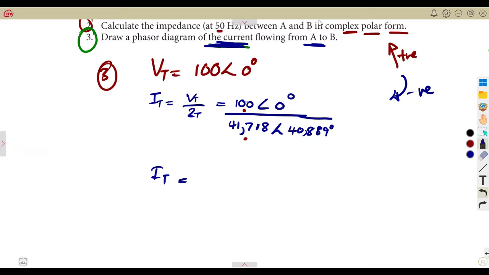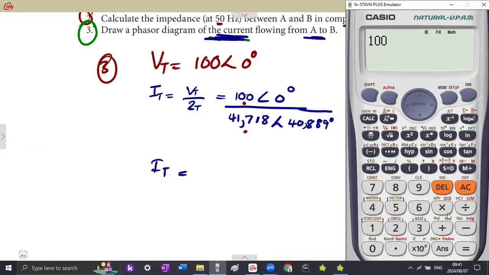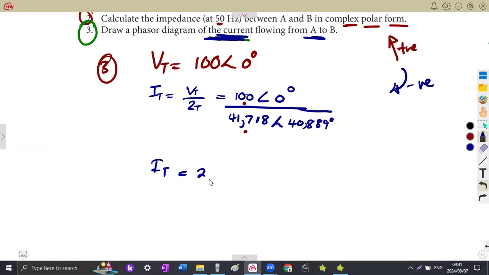All right, so that's it, guys. We are almost done there. 100 divided by 41,718 is going to give us 2,397. So we've got 2,397. Then remember, the angle is supposed to subtract, so it's 0 minus this, which is going to give us a negative 40,889 degrees. In amps, this is the total current.